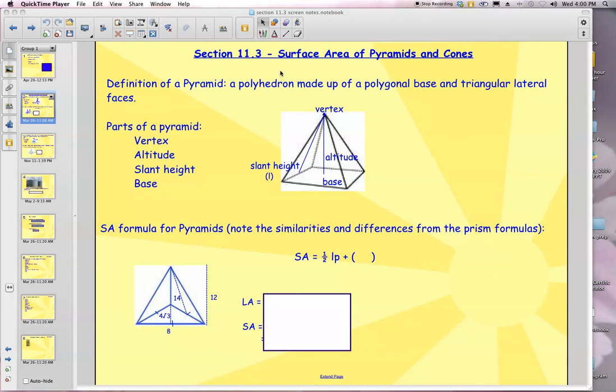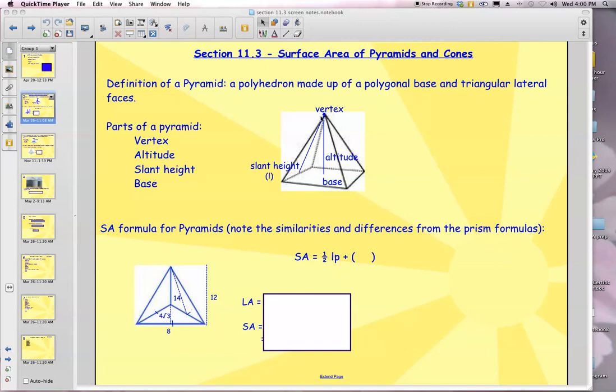This lesson is on surface area of pyramids and cones. First, we're going to talk about what makes a pyramid. It's a polyhedron. It has to have a polygonal base, which means the base has to be a square or a hexagon or a rectangle or something to that effect. Could be a triangle. And then the sides themselves, the lateral faces, are all going to be triangular shaped. They all come together at a point at the top called the vertex.